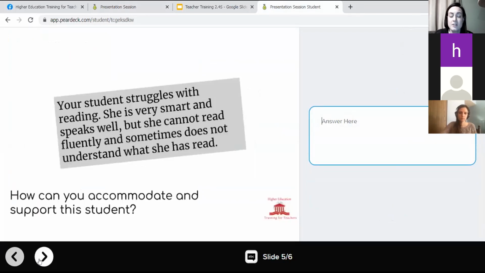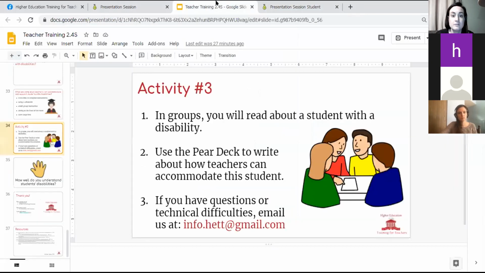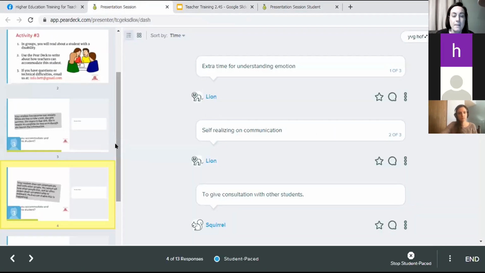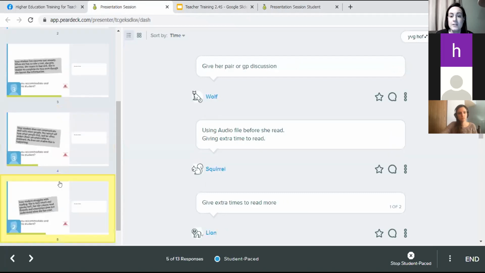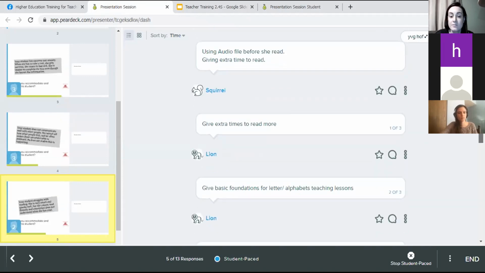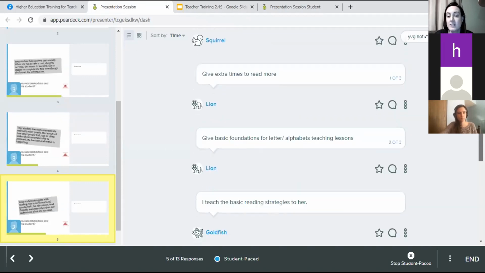Your student struggles with reading. She is very smart and speaks well, but she cannot read fluently and sometimes does not understand what she has read. So yeah, give her pair or group discussions. Yeah, that might work. Get her talking instead of having to read. Someone else in the group can read. Using audio files. Yeah, so you give her audio files instead. Give her extra time to read. Good. Give basic foundations for letter alphabets teaching lesson.